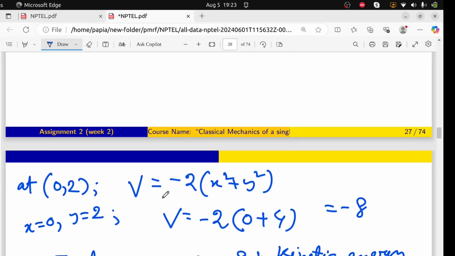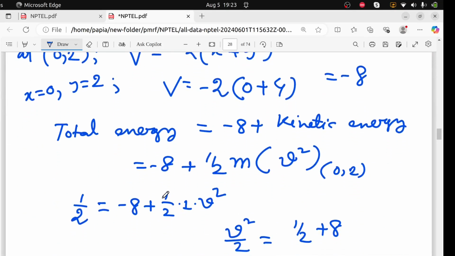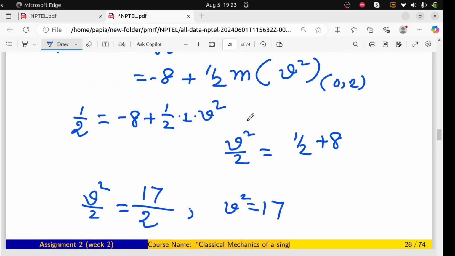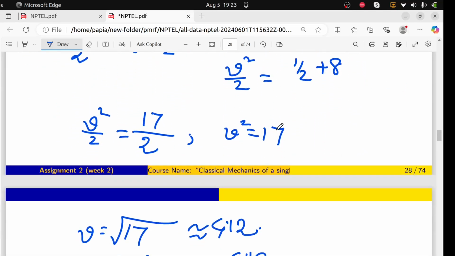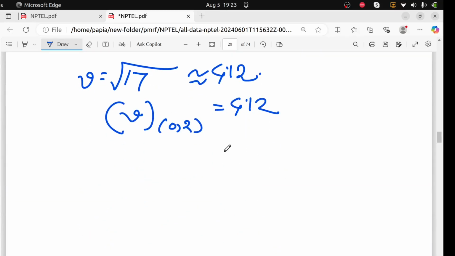Now they are telling that at point 0, 2 what will be the speed. So from the expression of v equals to minus 2 x square plus y square, we can calculate at 0, 2 what will be the potential energy. So potential energy we calculated and it is coming as minus 8. And total energy we have calculated as half. So at 0, 2 point what is the value of kinetic energy. So kinetic energy has the value half mv square, and from there half mv square equals to half plus 8, then v equals to root over 17 and it is coming as 4.12.